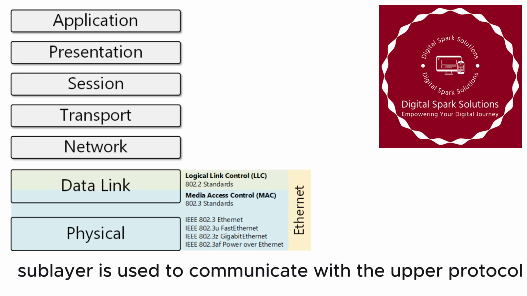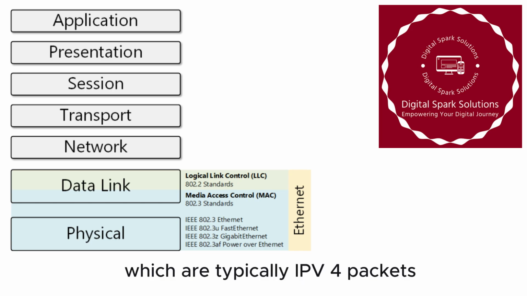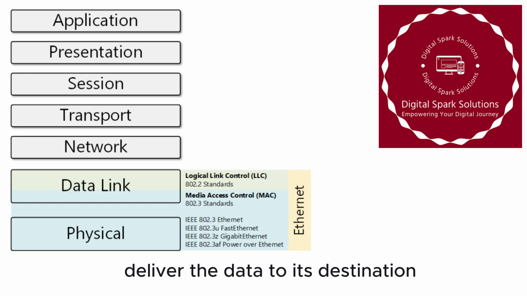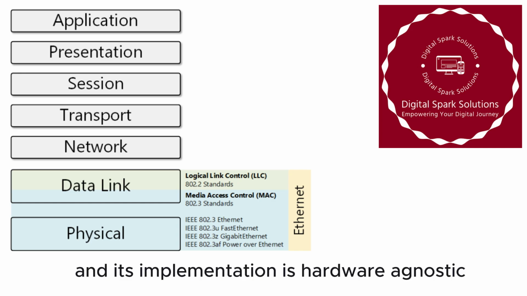LLC sublayer. The LLC sublayer is used to communicate with the upper protocol layers of the OSI model. It takes the protocol data units, PDUs, from the upper layers, which are typically IPv4 packets, and adds control information to help deliver the data to its destination. LLC sublayer is implemented in software, and its implementation is hardware agnostic.